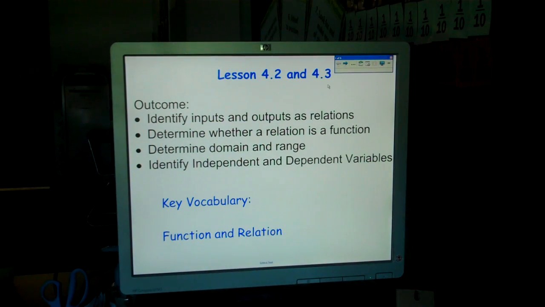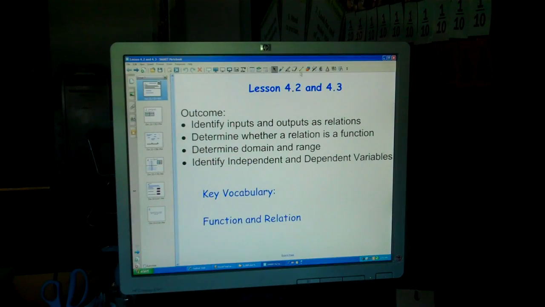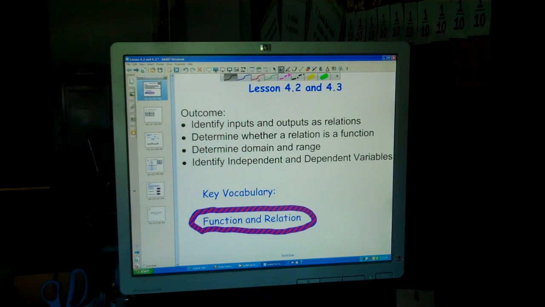Lesson 4.2 and 4.3. We're going to identify inputs and outputs as relations, determine whether a relation is a function, determine domain and range, and identify independent and dependent variables. Other important keywords that you want to include here are function and relation. These are going to be new words that we haven't talked about before. Well, we've talked about function, we haven't talked about relation. Okay?